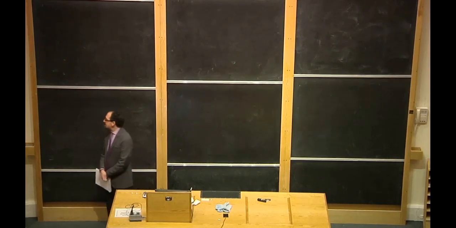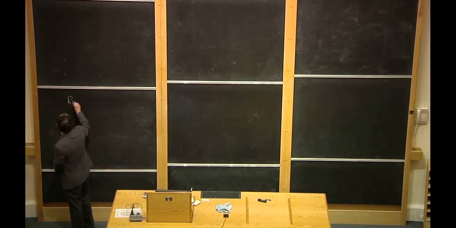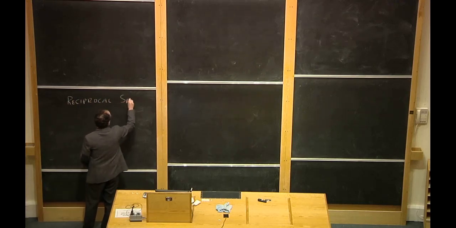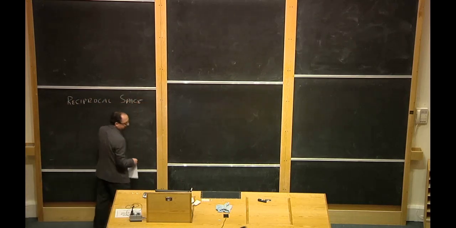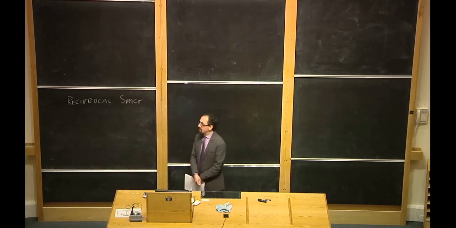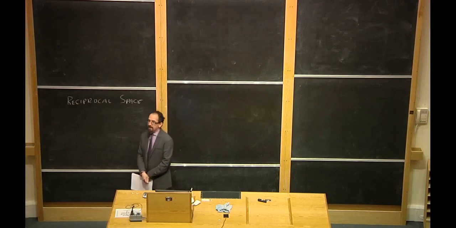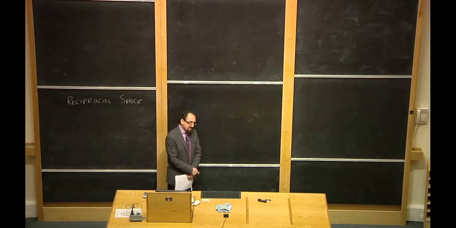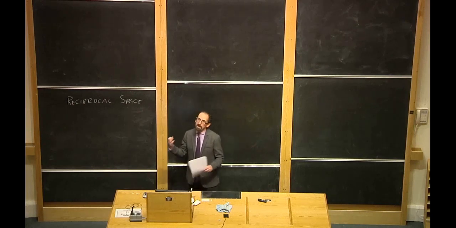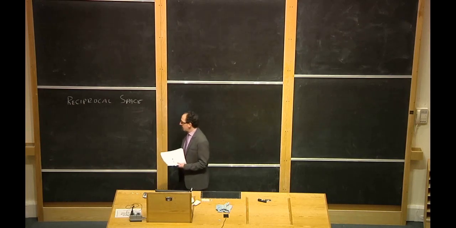Where we left off last time, we were studying reciprocal space. And we came to this understanding that the reciprocal lattice is somehow the Fourier transform of the direct lattice. And the reason we want to study reciprocal space is because it's going to make our life easier when we come to studying waves. So it's a rather important thing to understand well.